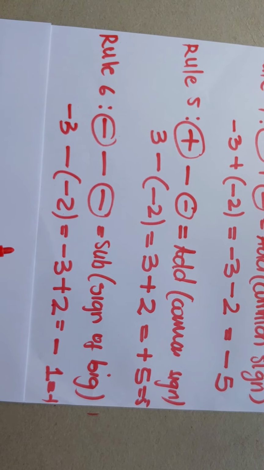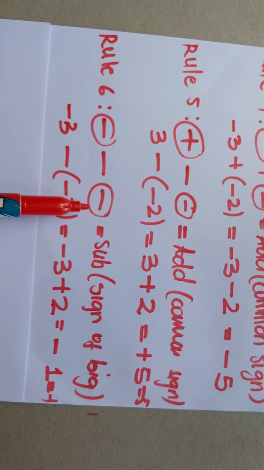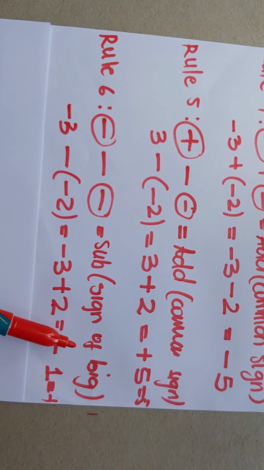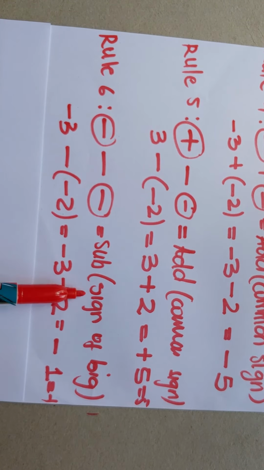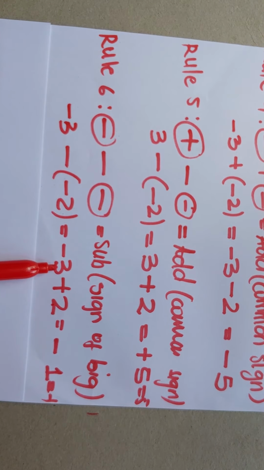Rule number 6, and the last rule, says when you subtract a negative and a negative, you subtract and take the sign of the bigger number. So negative 3 minus negative 2. So it's minus 3. When you multiply a negative and a negative, you get a positive. So it becomes minus 3 plus 2. You subtract them, so it's 3 minus 2, which is 1. The sign of the bigger number is negative. So your answer becomes negative 1.